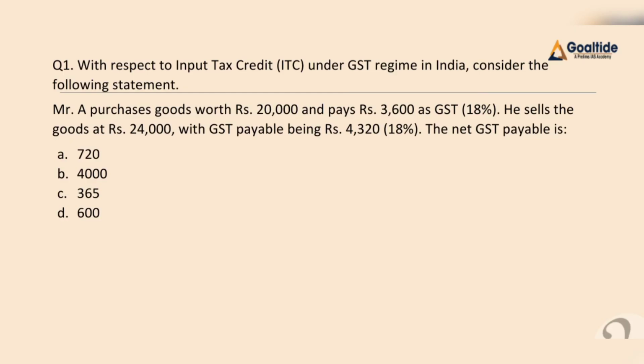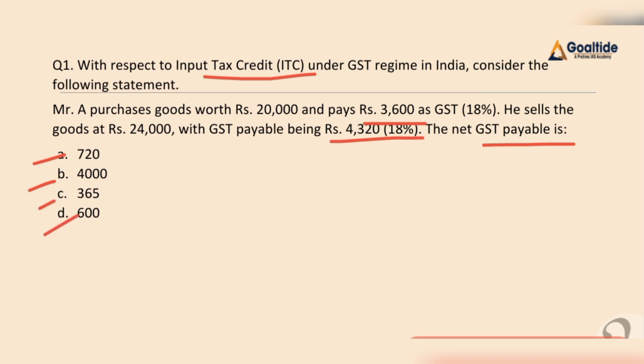So let's get started. Question number 1. With respect to input tax credit under GST regime in India, consider the following statement. Here, Mr. A purchased goods worth 20,000 and paid 3,600 as GST under 18% tax rate. Then he sells goods at 24,000 with GST payable being 4,320 rupees at 18% GST tax rate. Then net GST payable is A 720, B 4000, C 365 and D 600 rupees.